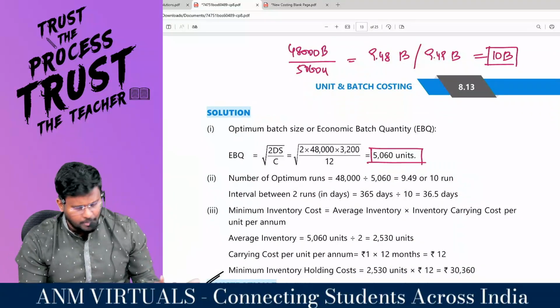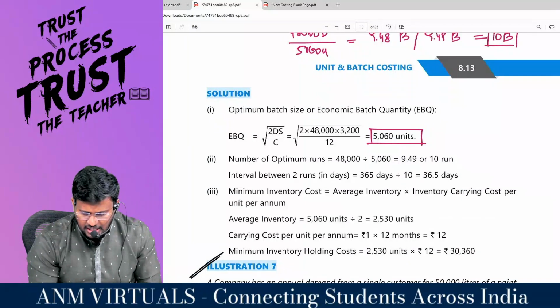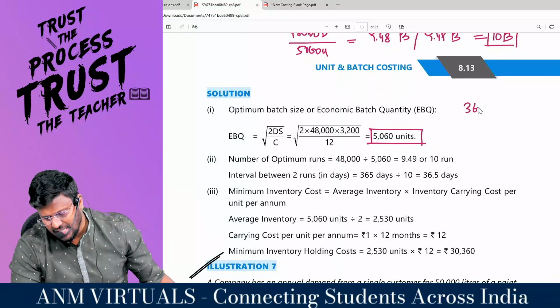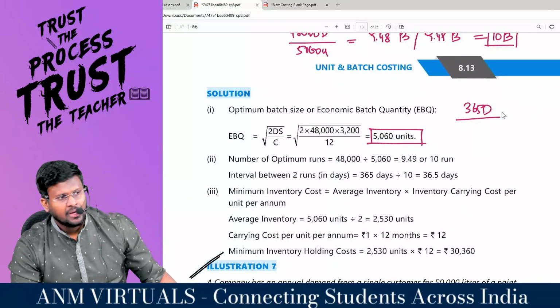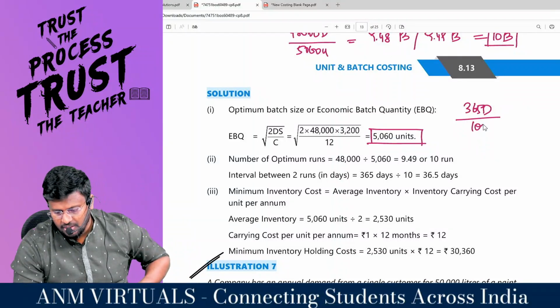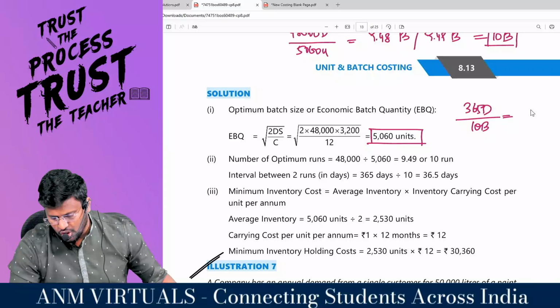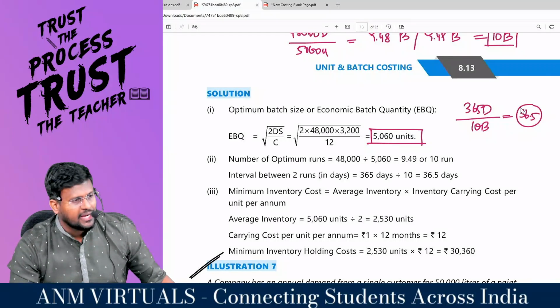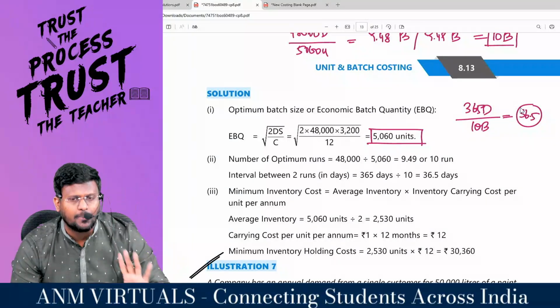Very simple, man. That is, sir, interval between... how many days in a year? 365 days are there? Yes, sir. How many batches are you going to run in a year? 10 batches. So 365 divided by 10 batches comes to 36.5 days. That means every 1 month you have to run one batch.